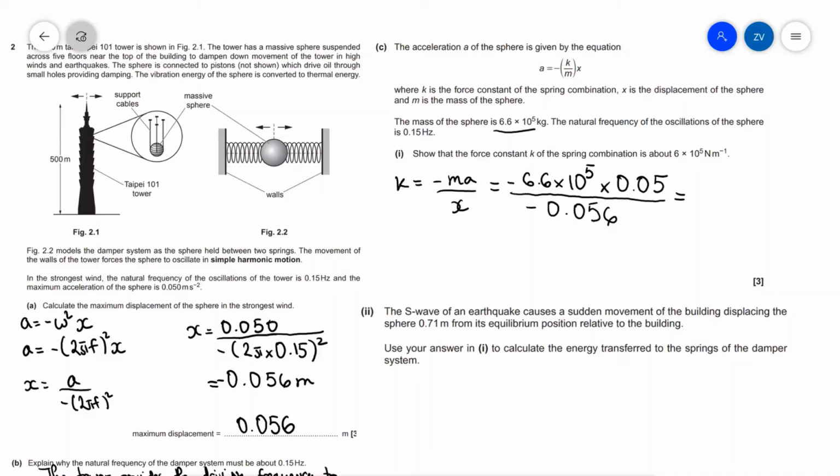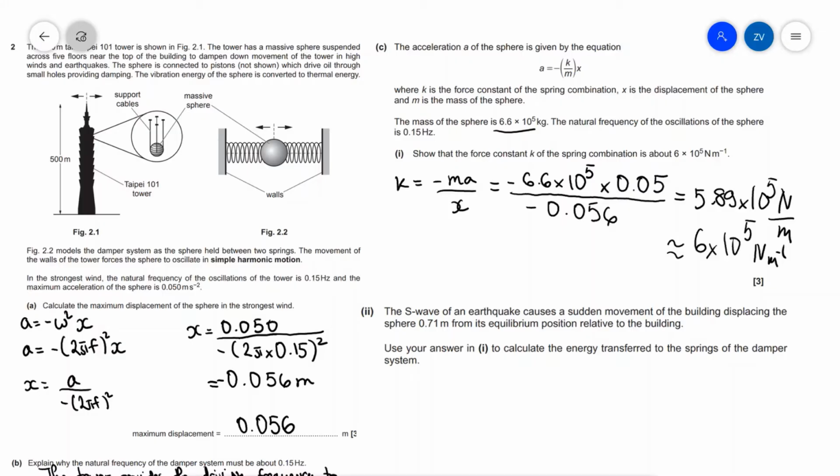And if we input this into a calculator, we are going to get 5.89 times 10 to the 5 newtons per meter, which is approximately equal to 6 times 10 to the 5 newtons per meter, as required.